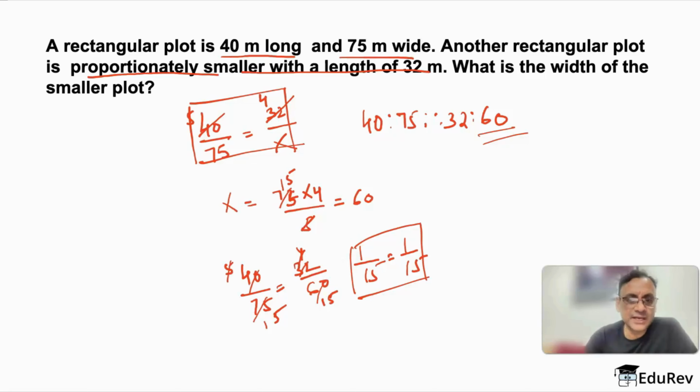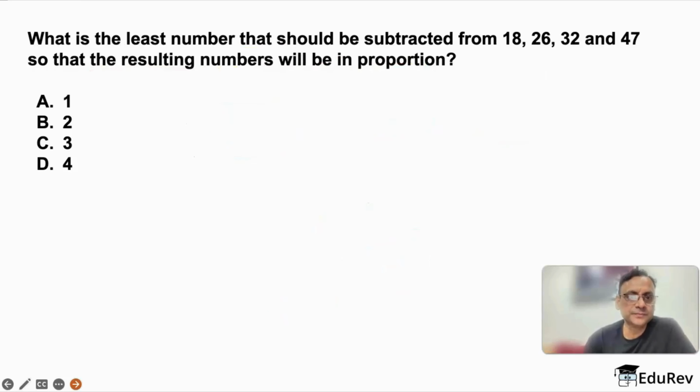Okay, let's understand few more terms and few more rules regarding proportions, which will help us in some further questions. Okay, before that, can we do one more question? So what is the least number that should be subtracted from 18, 26, 32 and 47 so that the resulting numbers will be in proportion?